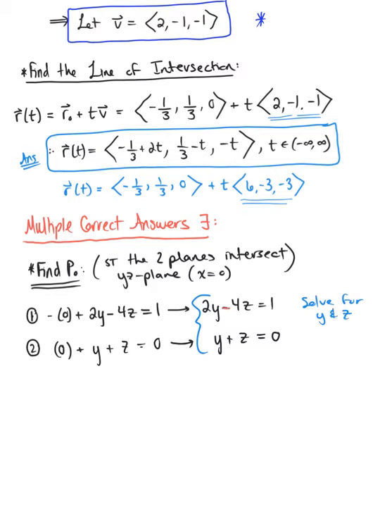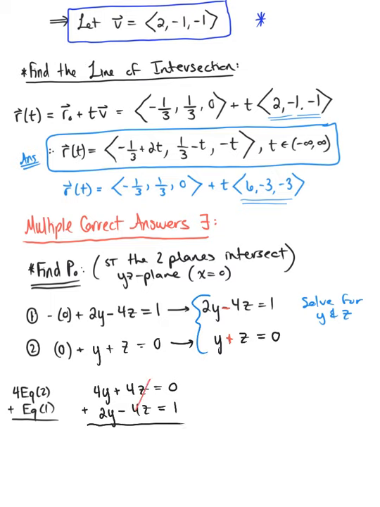I'm noticing here that the z variables in both equations have opposing signs. So to solve, I'm going to take the second equation and multiply it by 4, and then add this to the first equation to eliminate z. So we now have 4y plus 4z equals 0 plus 2y minus 4z equals 1. And notice here, the z's cancel each other right out, leaving us with 6y equals 1. And dividing both sides by 6, we have y is equal to 1/6.